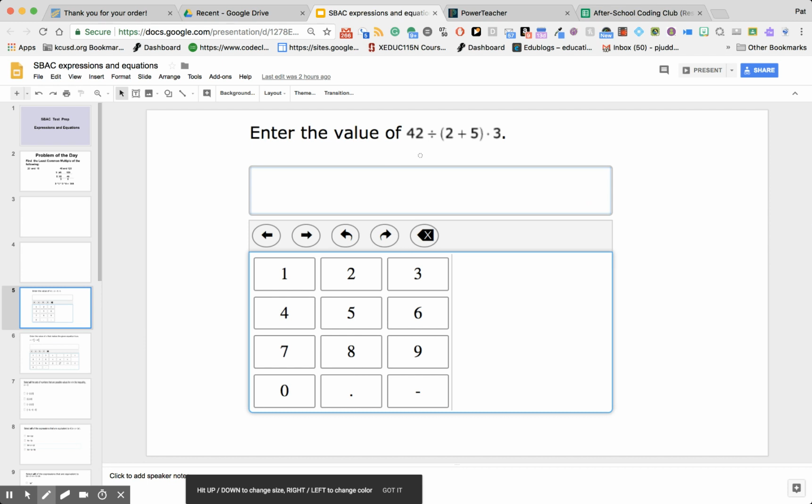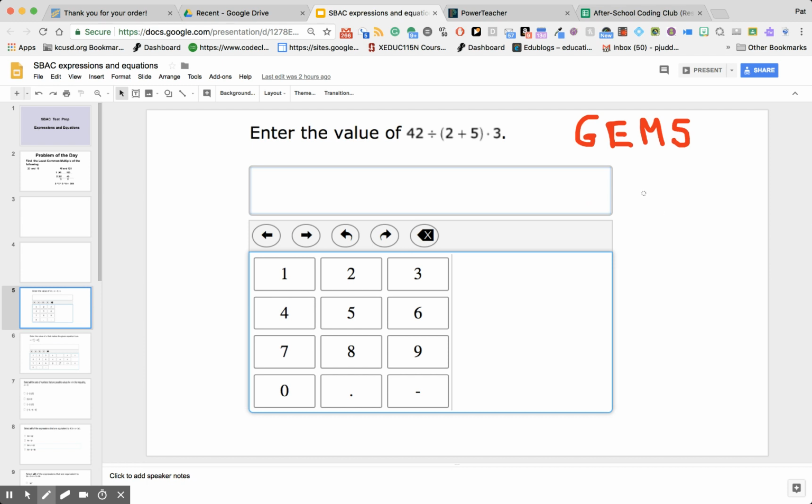Enter the value of 42 divided by parentheses 2 plus 5 parentheses times 3. This is order of operations. When we did order of operations earlier in the year, we used GEMS to help us figure out what goes first, what goes second, what goes next. So take a look at this expression. Use order of operations, GEMS: groupings, exponents, multiplication, division, left to right, subtraction, addition, left to right, and come up with the value for this expression. Take 2 minutes, pause the video here, check back in at the end of 2 minutes. Remember, product and process. Go.